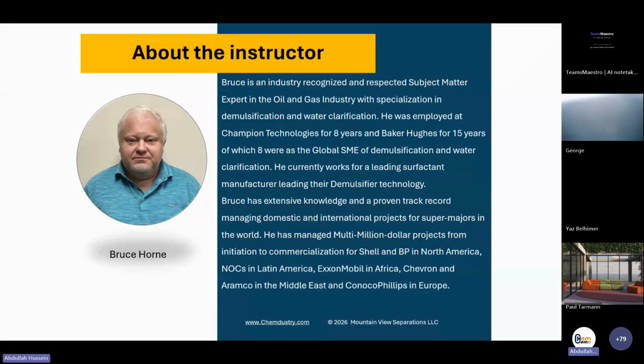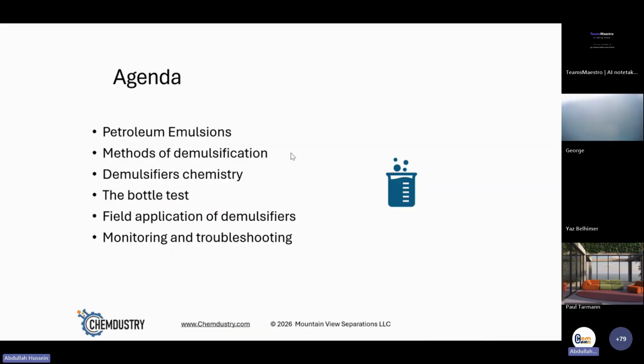He has a track record of managing domestic and international projects for super majors in the world. He has managed multi-million dollar projects from initiation to commercialization for Shell and BP in North America, Pemex in Latin America, ExxonMobil in Africa, Chevron and Aramco in the Middle East, and ConocoPhillips in Europe. I think I'll hand it over to you, Bruce.